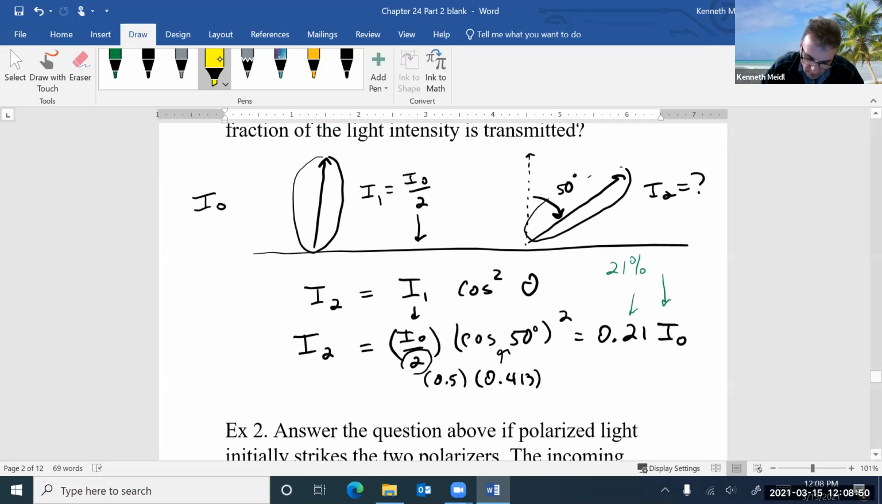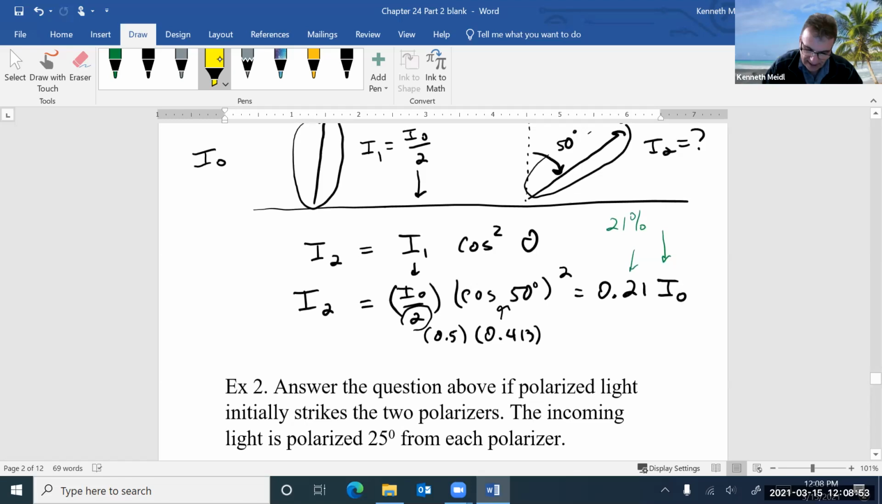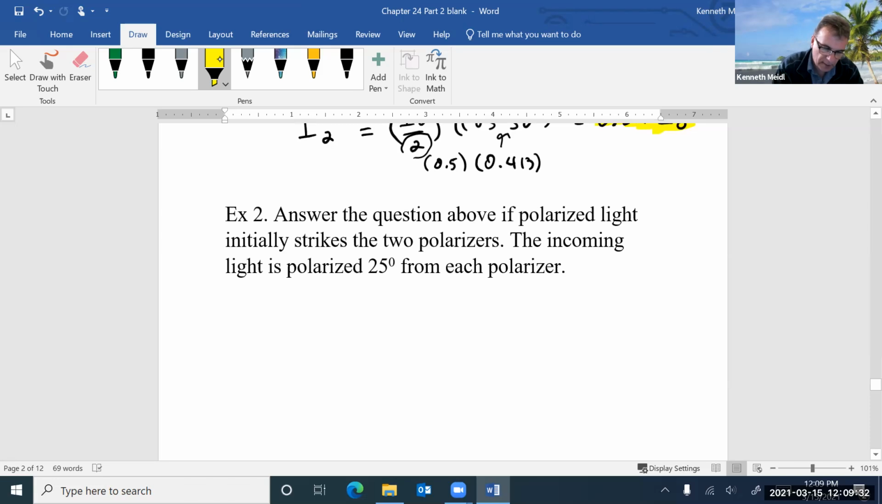And so when I take a look at this example 2, it's exactly the same two polarizers. They haven't moved, but now we're going to change the light that's coming in. It says, answer the question above. If polarized light initially strikes the two polarizers, the incoming light is 25 degrees from each polarizer. Okay, so in other words, there's really a third polarizer here, out in front of the first one, and it polarized the light. So you really have light coming in that's already polarized, and the answer will be different than what we have here. Here we had 21% that survived. Now it'll be a different amount.